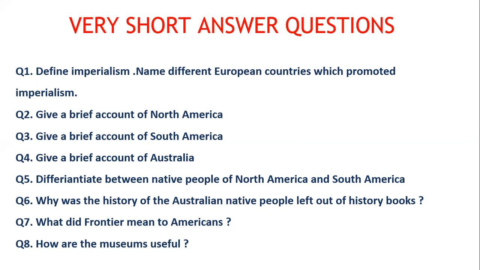Next question. Why was the history of Australian native people left out of the history books? A very interesting question. Again, a question from your textbook, question number 6. There were many reasons behind this fact. First reason is Australia was discovered by Captain Cook, and when a native killed Cook, it strained the relationship that had begun to develop in the very beginning between the natives of Australia and the European settlers. Hence, no one attempted to give information about the natives.